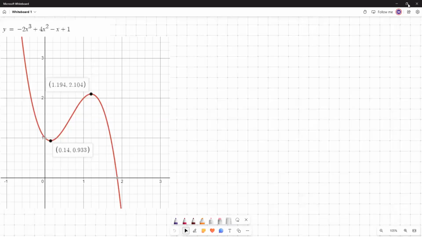In this video, we're going to be discussing concavity of a cubic function. Okay, perfect. So, ladies and gents, we are given, I'm just going to write it as f of x, f of x equals minus 2x cubed plus 4x squared minus x plus 1. That is the equation of the function.